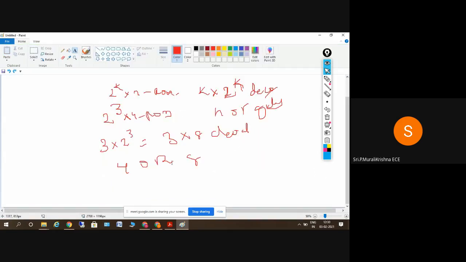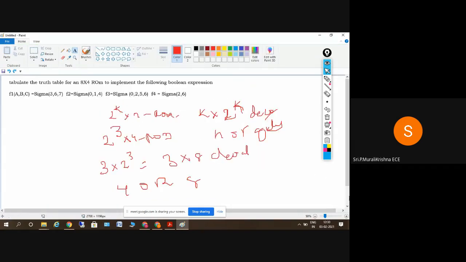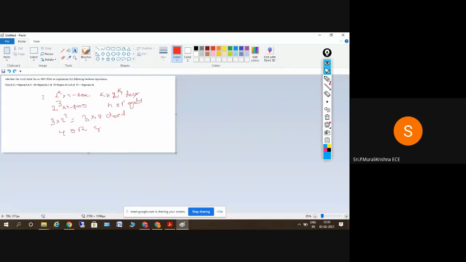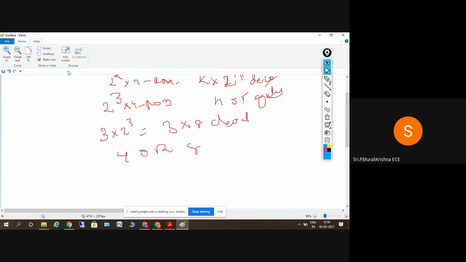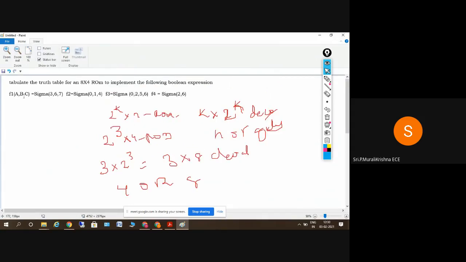draw the diagram. So first of all, he had given the table. So what is the table here? We have to tabulate the truth table for the 8:4 ROM. So we have to tabulate the table for F1, F2, F3, F4. These are the outputs here, and we have inputs from 0 to 7, so we need 3 inputs here and 8 possible combinations.